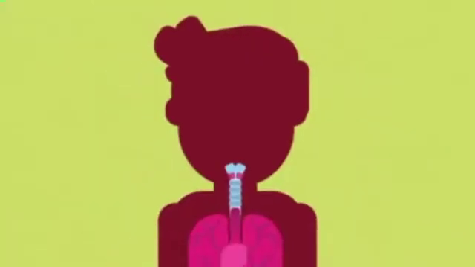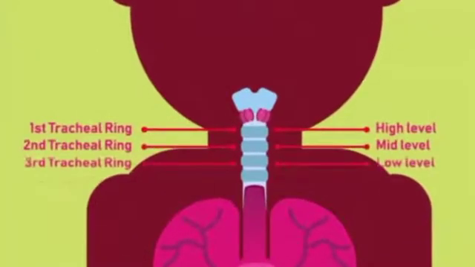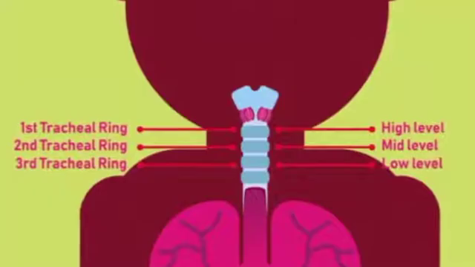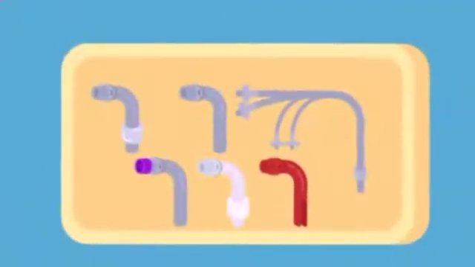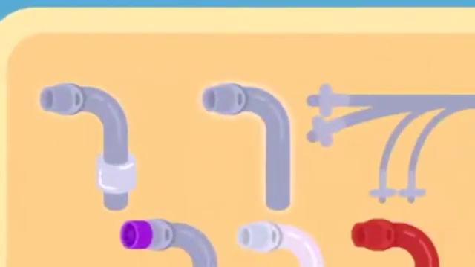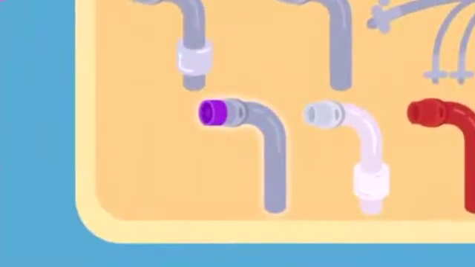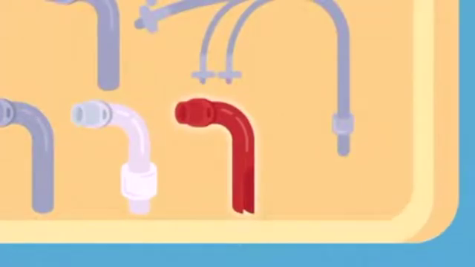On the basis of levels of trachea, we can also have three types of tracheostomies: high level, mid level and low level tracheostomy. We could have different types of tubes like cuff tubes, non-cuff tubes, double lumen tubes, tubes with speaking valves, metallic tubes and so on.